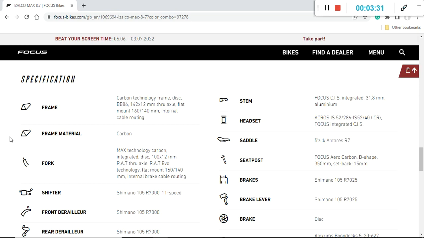All in all, this carbon fiber frame and fork, absolutely no complaints here, perfectly fine. Focus knows what they are doing, and also keep in mind that you are getting a 6 years warranty on carbon fiber frames from Focus.